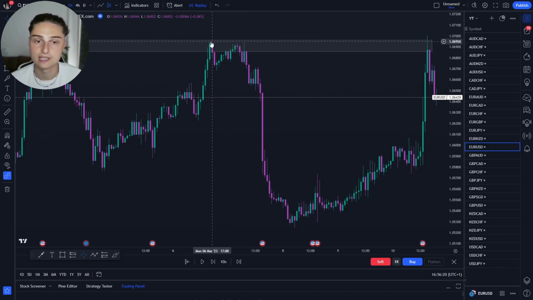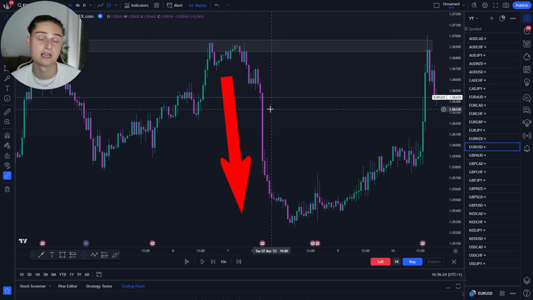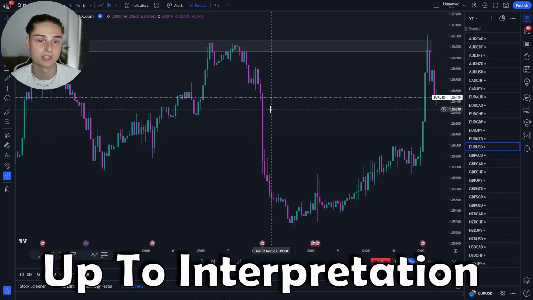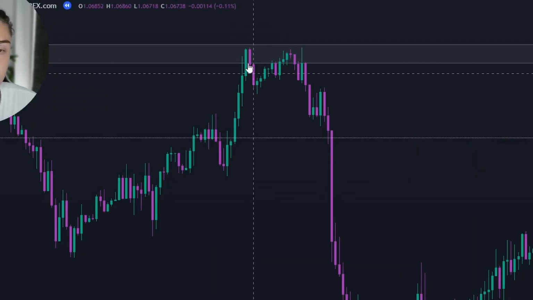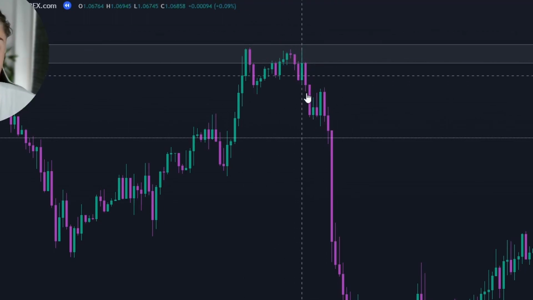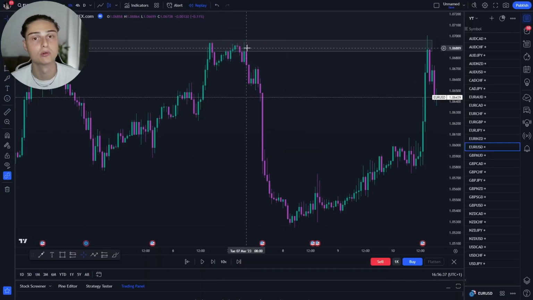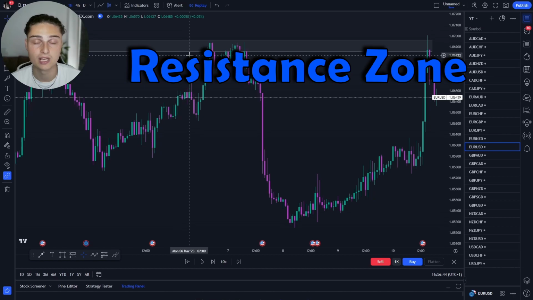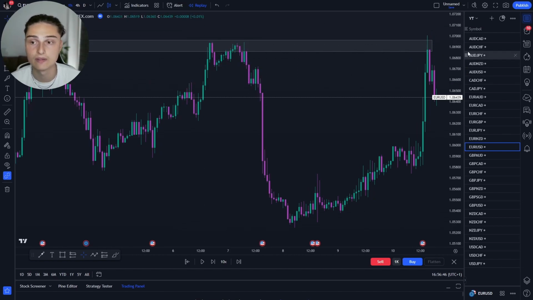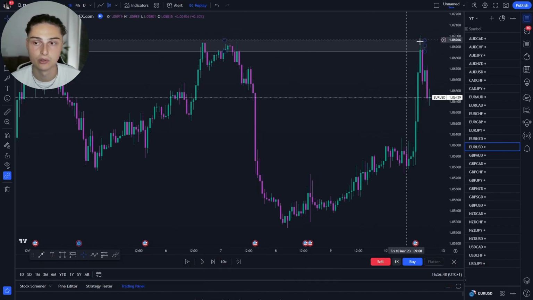You could say it's bounced once here, or you could say it's bounced once or twice. It's up to you. That's why trading is a little bit intricate. It's up to interpretation. So this I wouldn't really call a bounce because it's not as big a move. However, this bit is a proper bounce, so that I would call a bounce. So this is your first, this is your second, so now you can label that as a resistance zone. And now the next time price gets there, we're looking for a bounce, and we got that here.